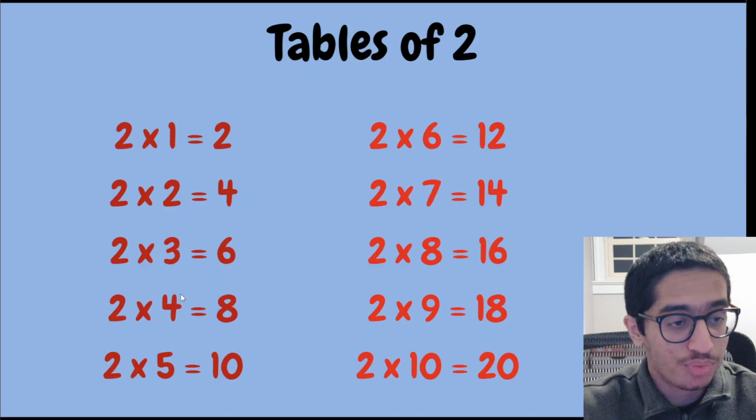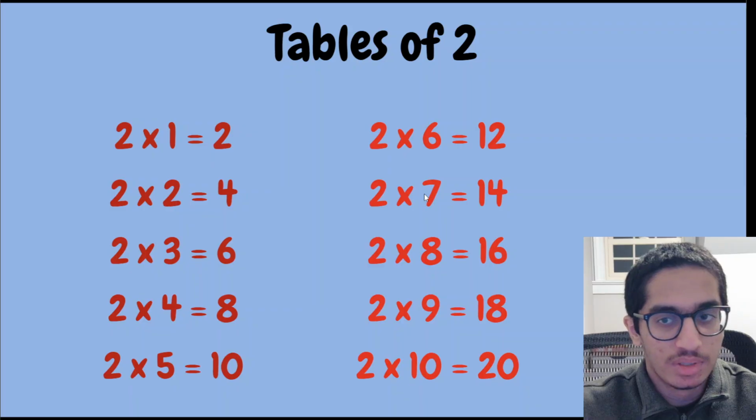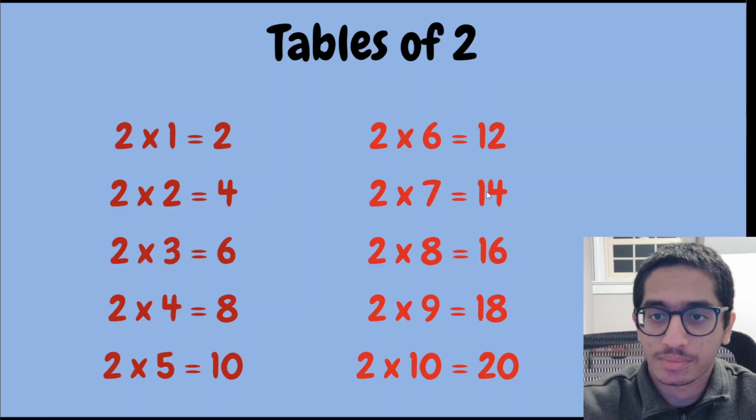So take the number 4. 2 times 4, I just double the number 4, I get 8. If I do 2 times 7, I double the number 7 and I get 14.